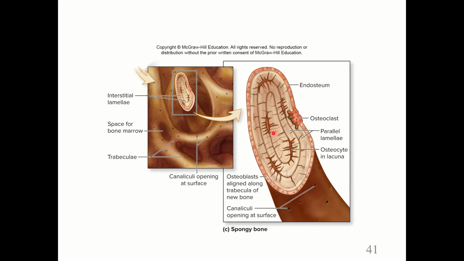This illustration shows the parallel lamella, and here they term it interstitial lamella. So there, it's basically the same thing. And we see the osteocytes within their lacuna, and they're connected to each other through canaliculi. This is the endosteum, and so it will contain osteoblasts and osteoclasts. Pictured here is an osteoclast. This gives you a sense of its size, and it's showing that it is undergoing bone resorption.